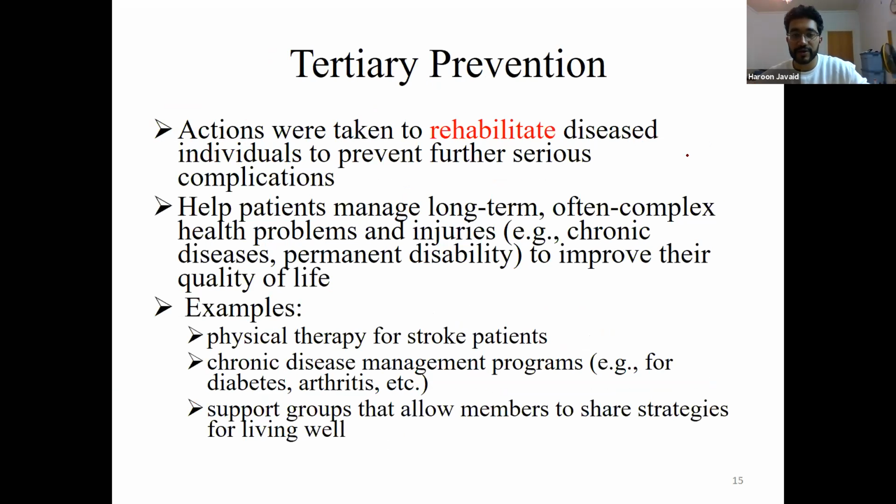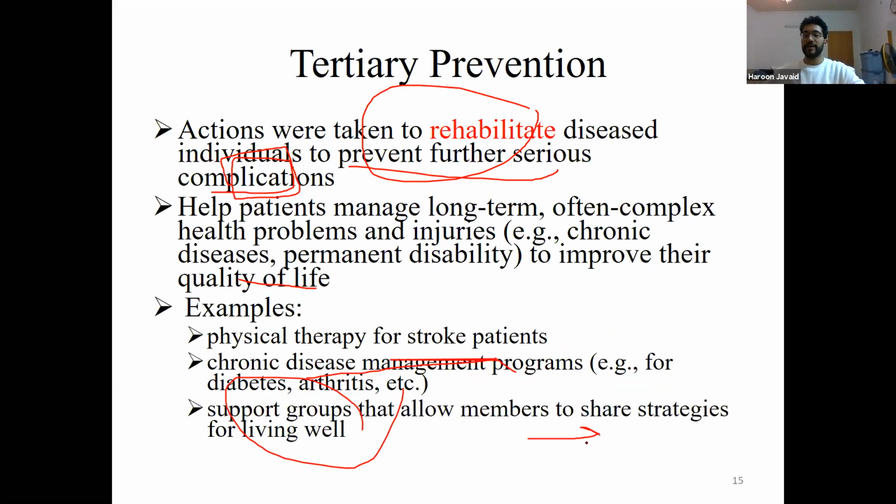Okay, and tertiary is always going to be either you rehabilitate patients or you prevent serious long-term complications, okay? Or you improve their quality of life. So, okay, I actually got the difference, what they mean. So over here, you see chronic disease management, long-term diseases, it's going to be tertiary. Over here, support groups, to further increase their health later on and improve quality of life, is going to be tertiary. Physical therapy for stroke patients to improve their quality of life.